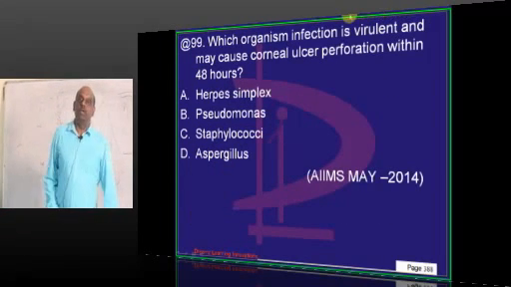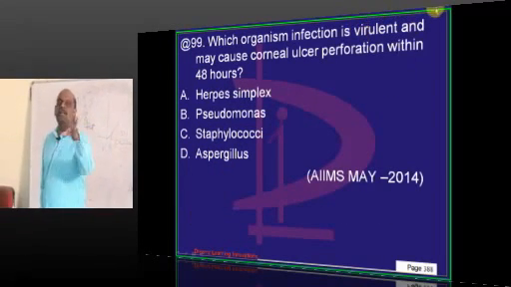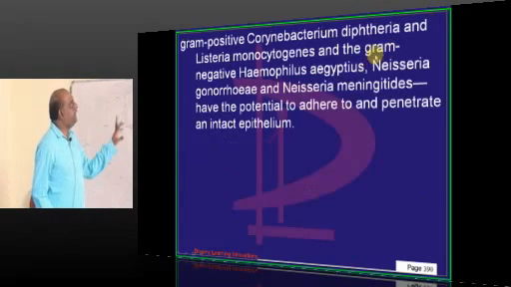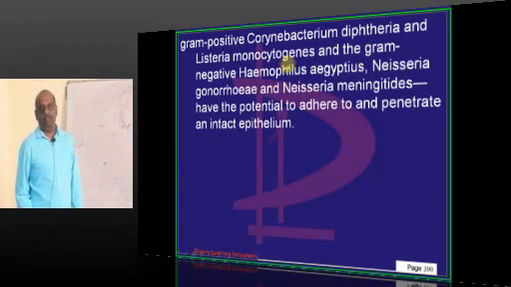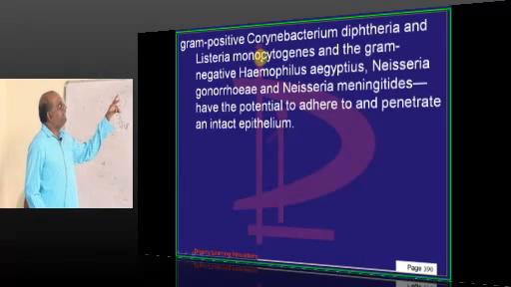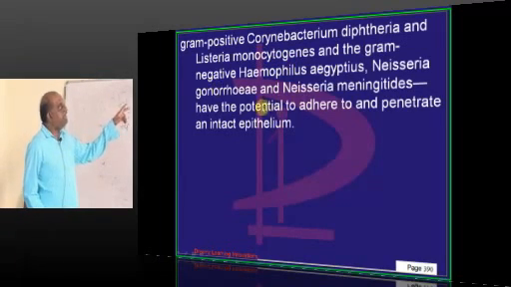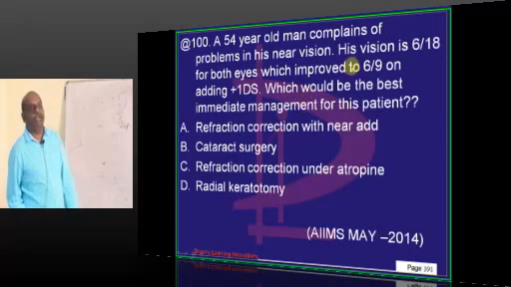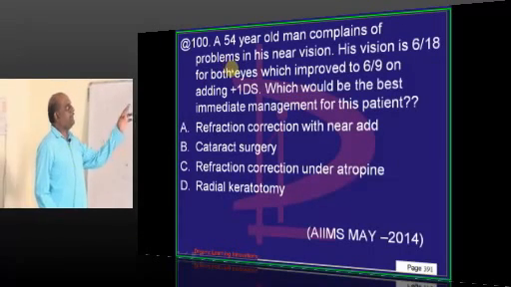Now, doctor, there are only a few organisms capable of invading normal corneal endothelium also: Corynebacterium diphtheriae, Listeria, Neisseria gonorrhoeae. They are capable of invading normal corneal endothelium also.